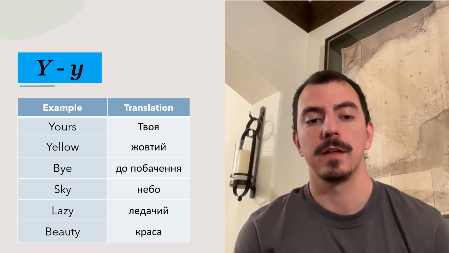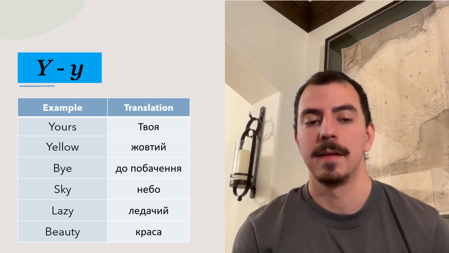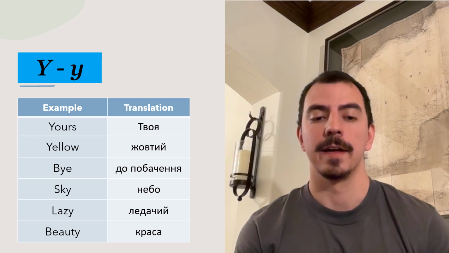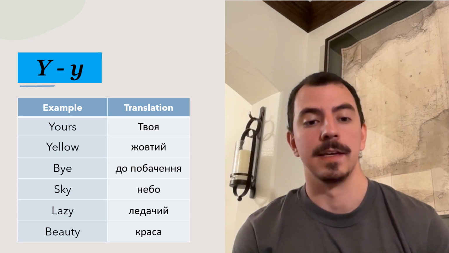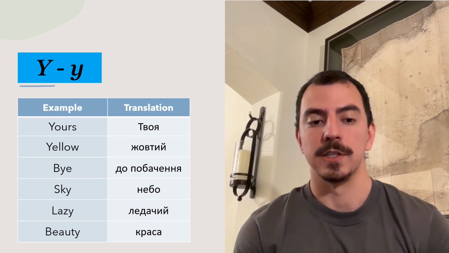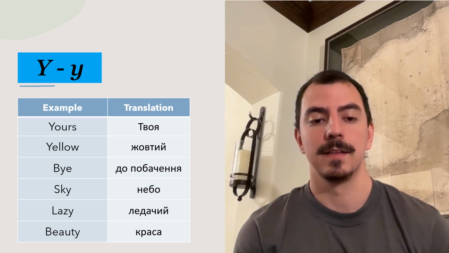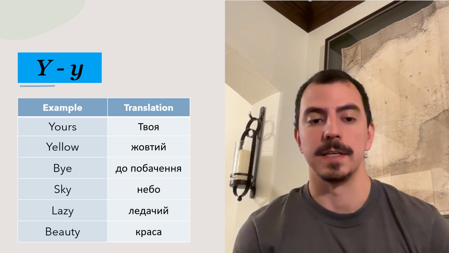And then we go into the sound where Y sounds like an I, so bye, sky. The Y has an I sound. And then at the end, it's when the Y has an E sound. So lazy. The Y at the end changes the A exactly like an E would. So lazy. And then beauty. The Y at the end has the E sound.